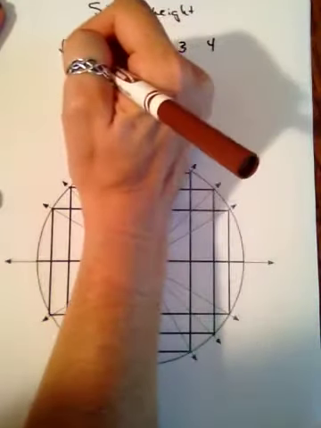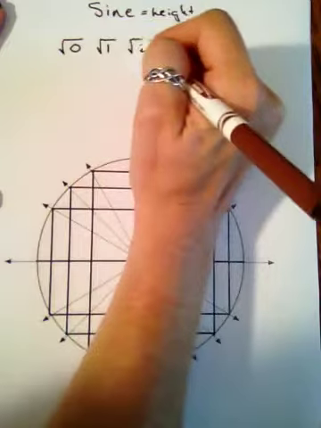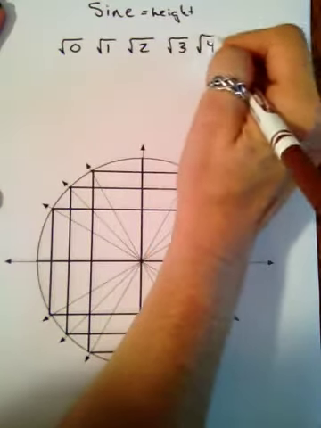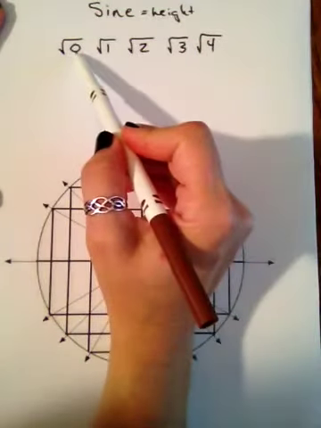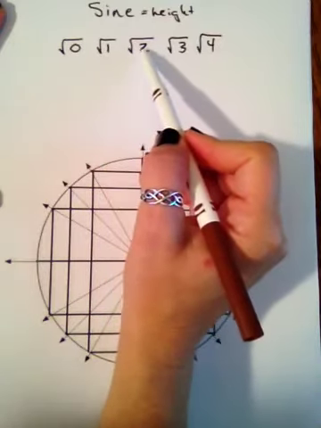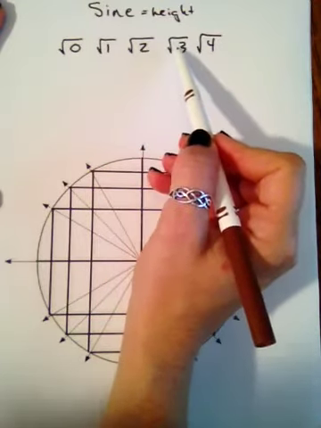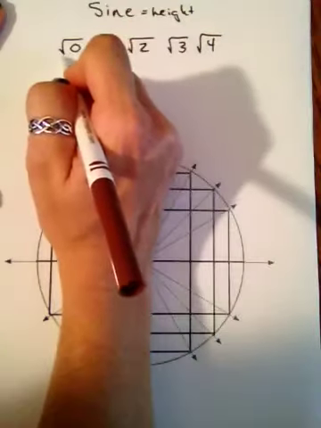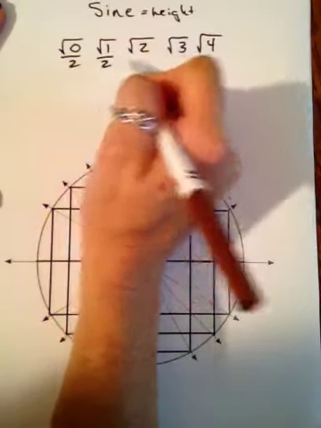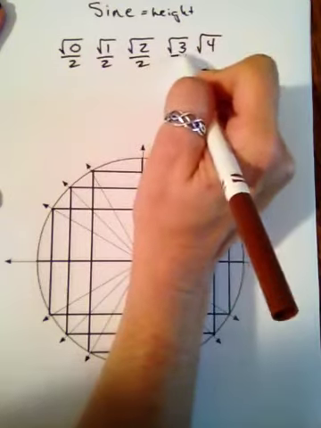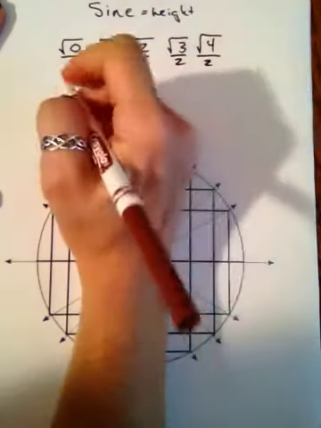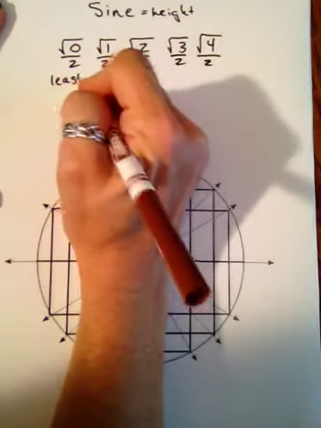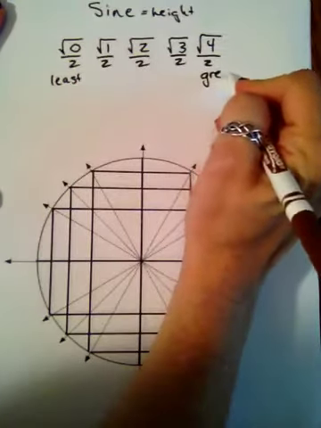If I take the square root of those numbers, it does not change the order. Square root of 0 is 0, square root of 1 is 1, square root of 2 is about 1.4 something, square root of 3 is 1.7 something, then 2. So the order stays the same. If I divide each of those numbers by 2, I'm not losing the order. We still have the least over here, and we have the greatest over here.